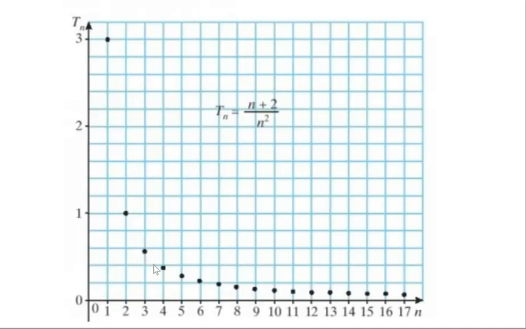And we can see that as we sub in higher values of n, so the bigger the n value gets, the closer the output gets to 0. And we can see that our points on our graph are getting closer and closer to the n-axis, which we know is the x-axis.